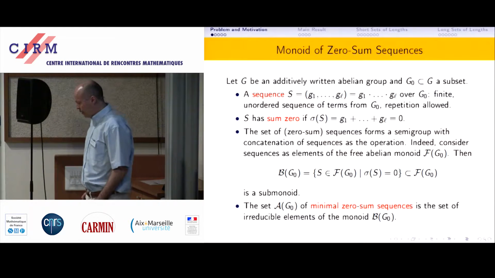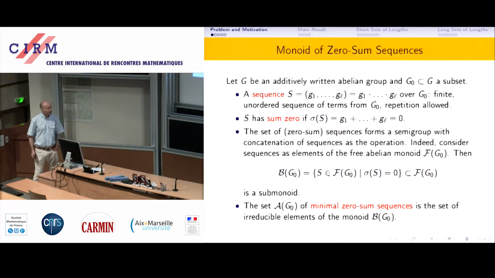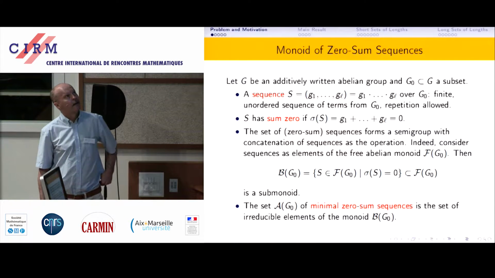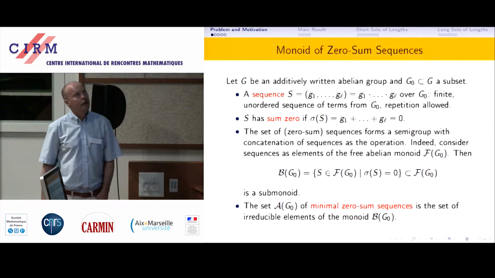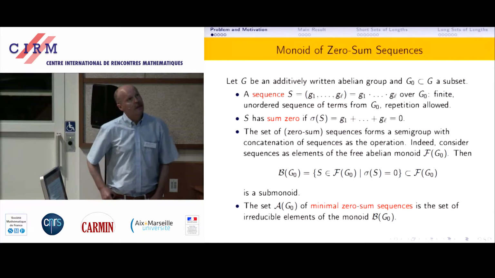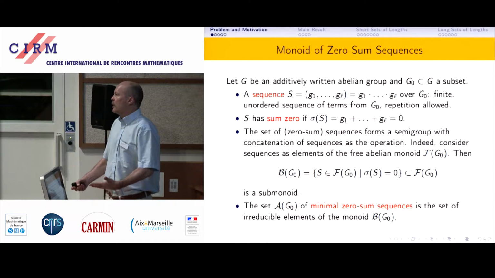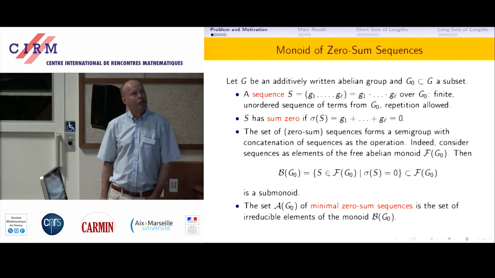And the main concept I'm talking about are zero-sum sequences over finite abelian groups. So let's briefly put together the basics. I'm sure you know all about it. So we fix a finite abelian group, additively written, an arbitrary subset. And by a sequence, we always mean a finite sequence of terms. We do not consider their order, and we allow repetition. And well, we say it has sum 0 if the elements sum up to the 0 element of the group.